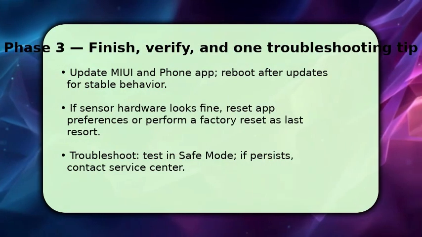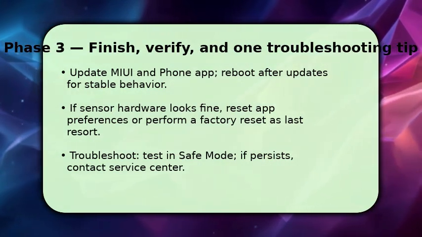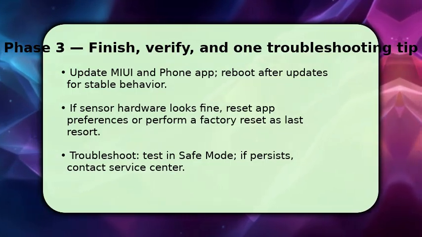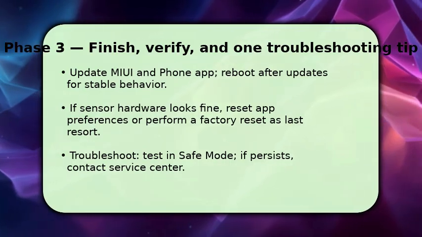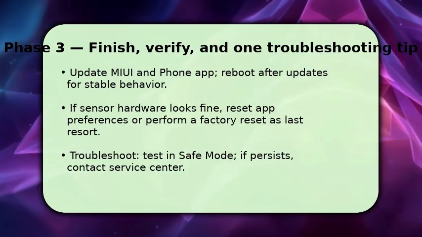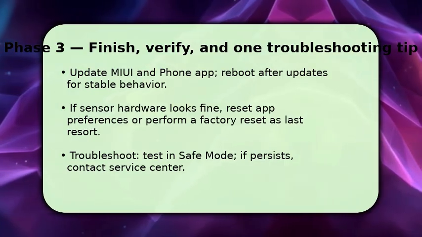You finish by applying fixes and validating results. First, update MIUI and the phone app, then reboot. Many glitches resolve with updates. If the problem continues, reset app preferences in settings to restore defaults without erasing personal data. Retest calls as a last resort, backup and factory reset, because that eliminates lingering software causes.